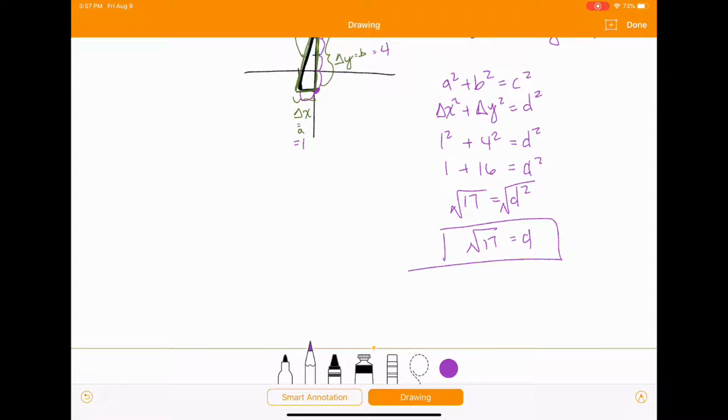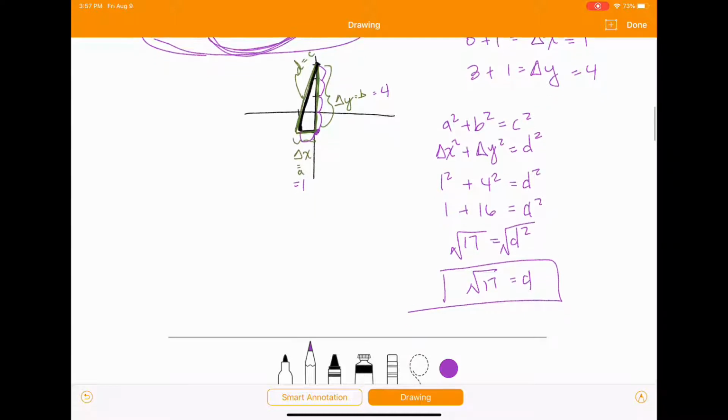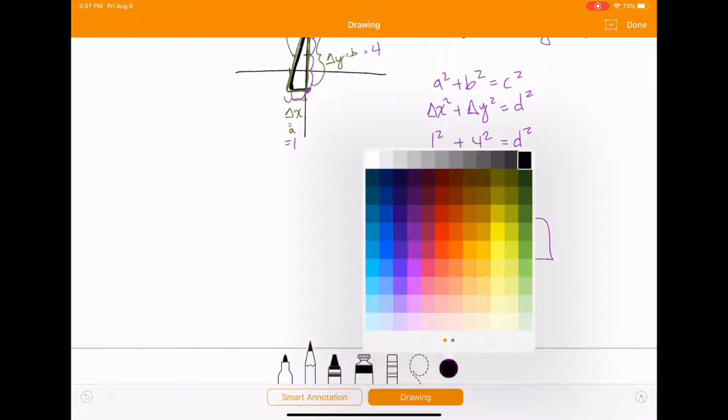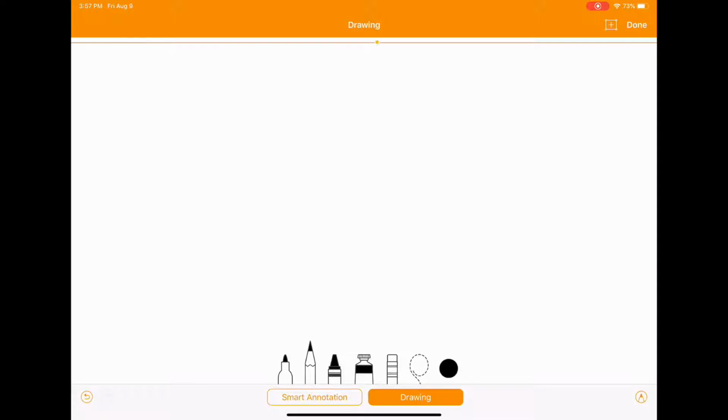Now, if you want a decimal value for that, you can go ahead and plug that into your calculator, and it'll give it to you. All right, so that's just one of the nice real world applications of Pythagorean theorem. And then finally, the last thing that we're going to go over for right triangles is our basic trig functions.